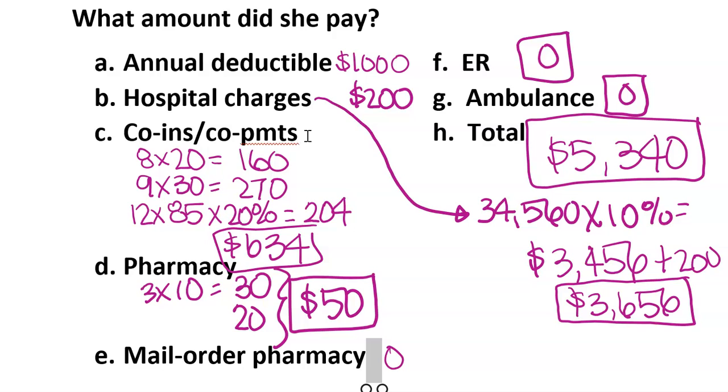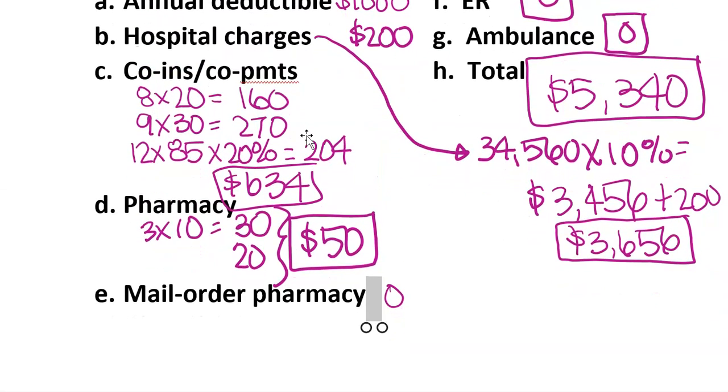So that's what insurance is for, you to use it and so that you don't have to pay quite as much. There's no other tricks to this one other than you have to do each part separately and then add them together.